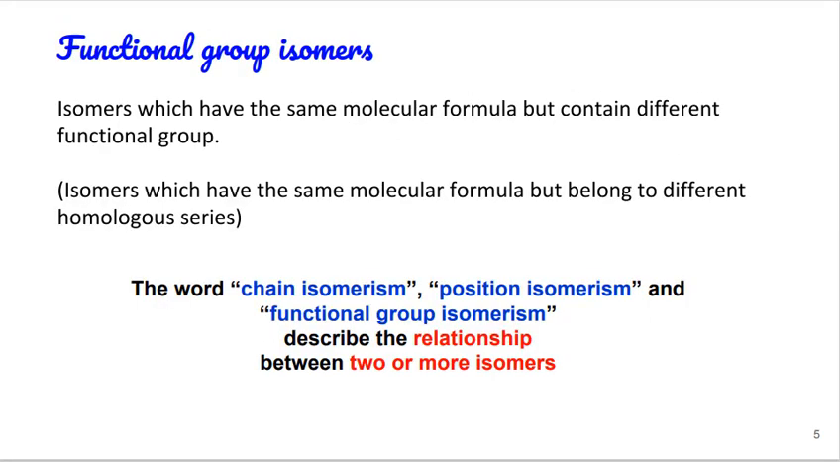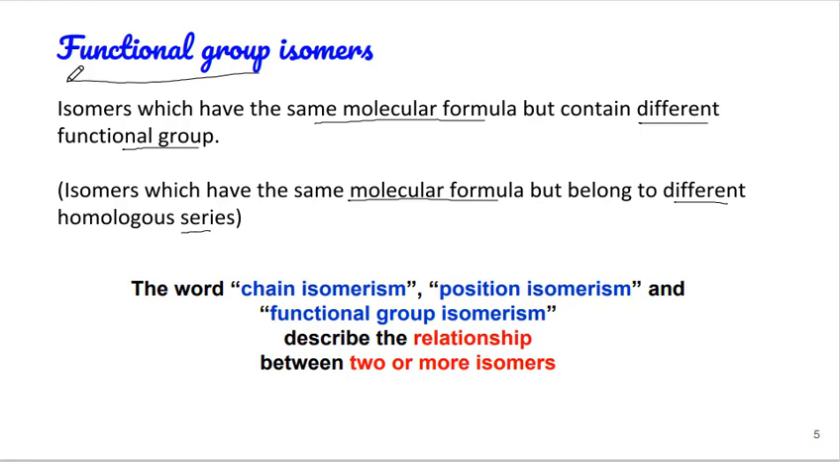Okay class, now let's have a look at the third type of isomer, which we call functional group isomer. So the keyword here is functional group. Functional group isomer means isomers where the number of atoms in the compound is all the same, but the functional group is different. Isomers which have the same molecular formula but contain different functional groups, or in other words, same molecular formula but different homologous series.